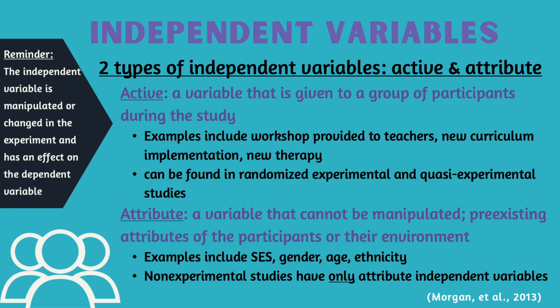An attribute-independent variable is a variable that cannot be manipulated. These include pre-existing attributes of the participants or their environment. Examples of these could include socioeconomic status, gender, age, or ethnicity. Non-experimental studies have only attribute-independent variables.